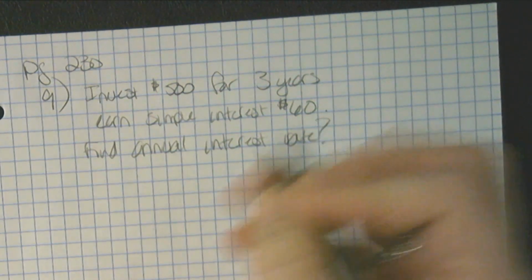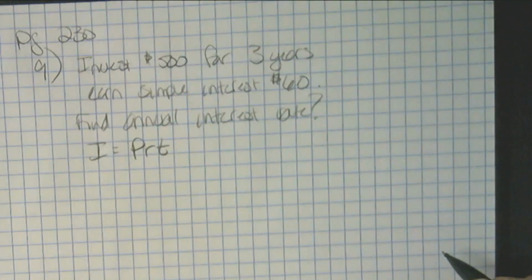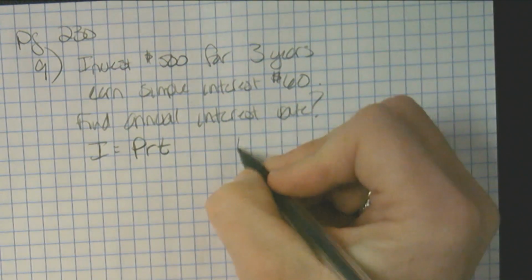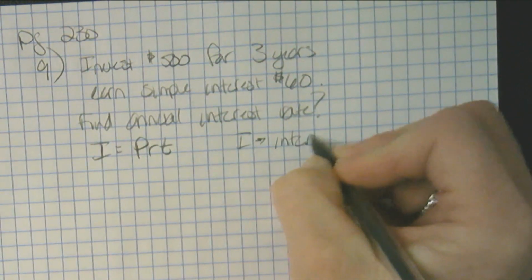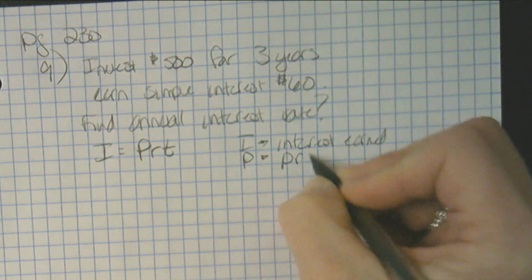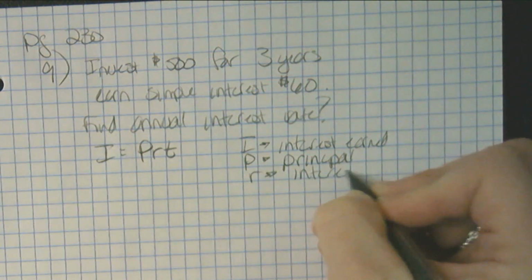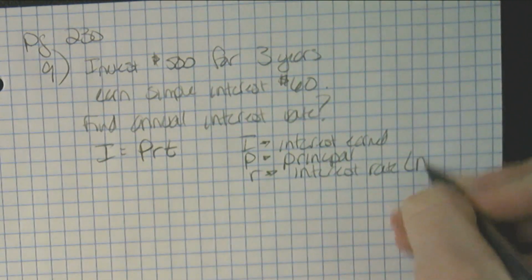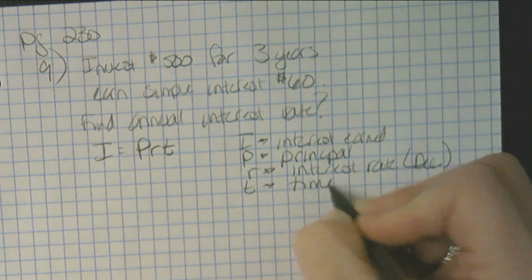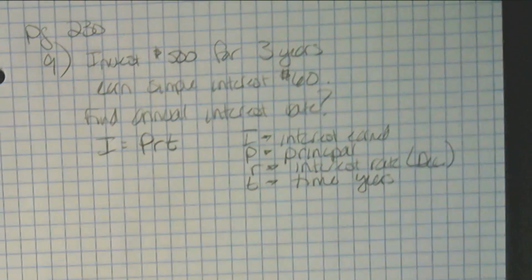All right, and if you remember, I is equal to P times R times T, and they gave you this. It's really important when you're given a formula, you know what everything stands for. I is the interest earned. P is the principal. R is our interest rate, and that's going to be in decimal form. And then T is your time, and this is going to be in years since it's an annual interest rate.